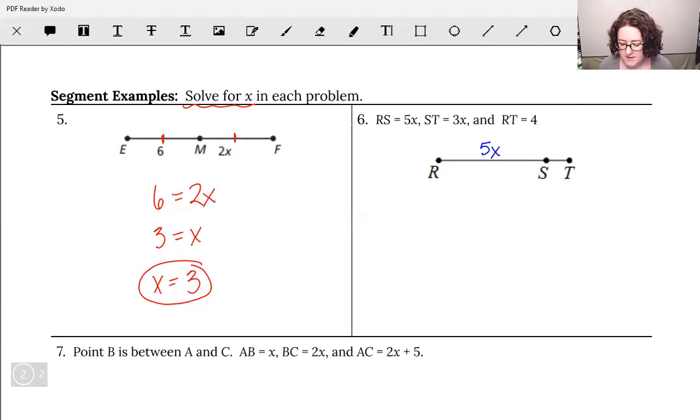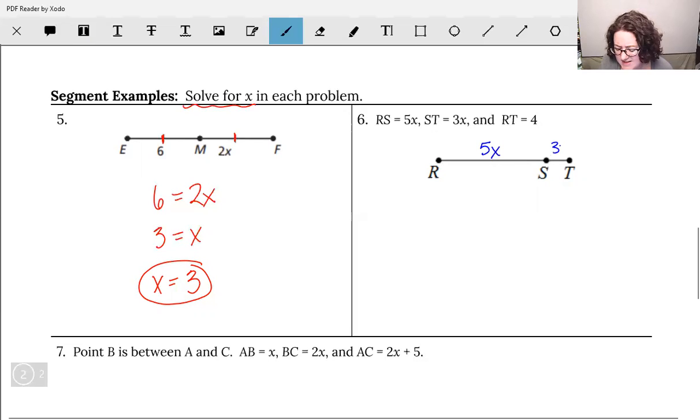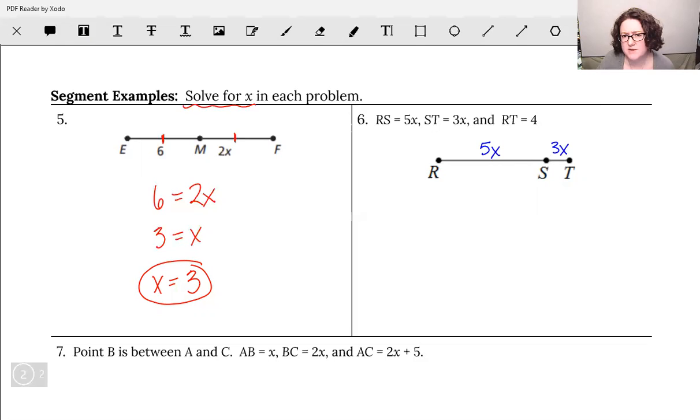Okay, so the next one is ST equals 3x. Well, that doesn't necessarily look proportional, but my diagram doesn't have to be proportional. It's just a way for us to organize our info. And then RT equals 4. Well, RT is the whole segment.